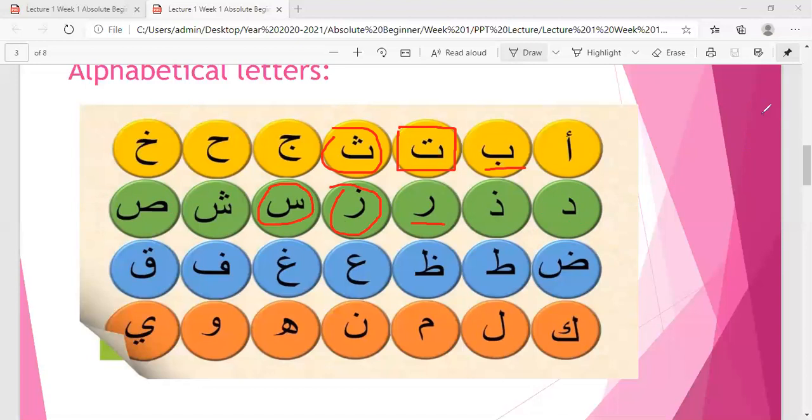What's this? Sa, sa soft. What's the heavy for sa? Sa. Where is sa? After sha. Okay. So this is sa, and this is sha. Look, Heidi. This is sa, soft and heavy. I have something to tell you: when the sa has a point above it, what does it become?